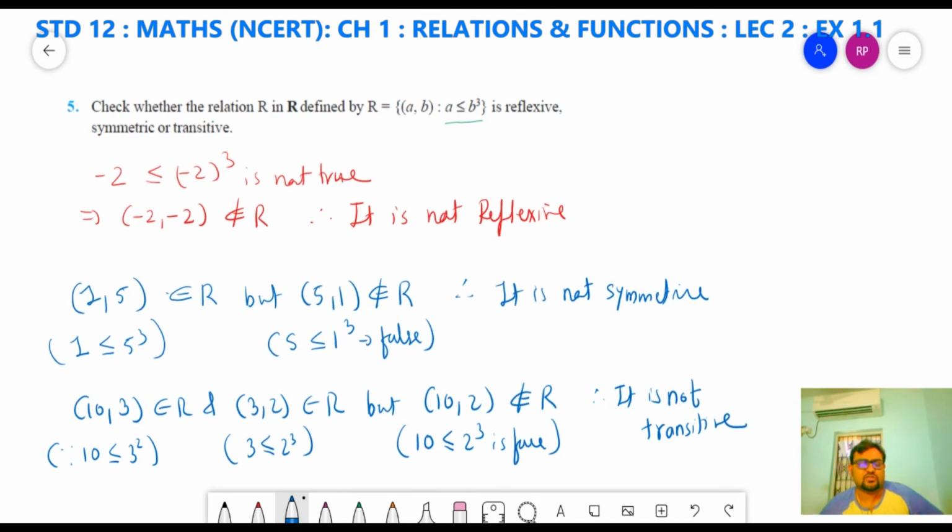Okay, so that was about question number 5. It's not reflexive, neither symmetric, nor transitive. Clear? So note down question number 5. So now let's move to the next question, that is question number 6.